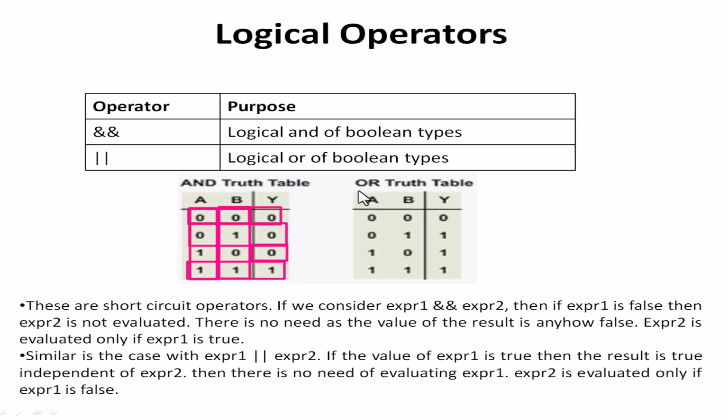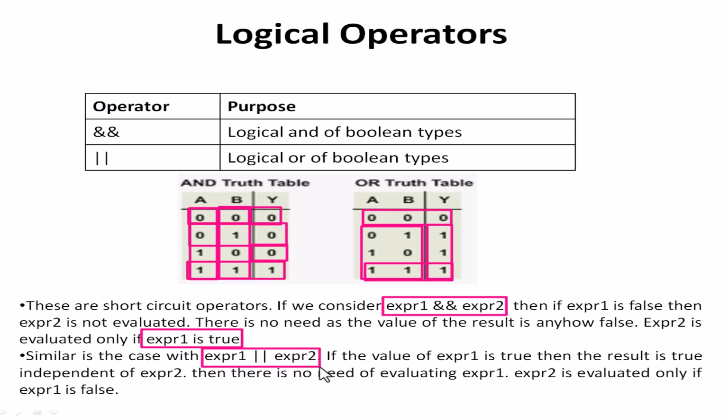Next one is OR operator. In the OR operator, either one should be true, otherwise it will be false. Here if you notice 0 1 results in 1, 1 0 also results in 1, 1 1 is also 1. False false results in false only, because neither one is true. When we use the logical operators, for example expression 1 AND expression 2, both should be true, then only it is going to result in true, otherwise it returns false. For the OR operator, expression 1 OR expression 2, either one should be true, otherwise it will be evaluated as false.